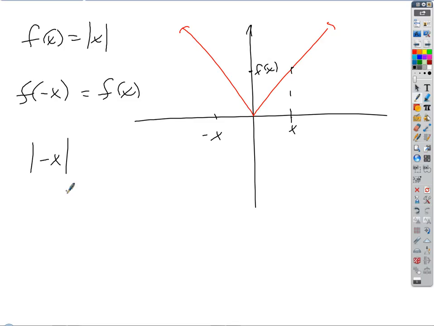How could I show that? Because once again, I've got a product of two numbers here, don't I? What are the two numbers that are being multiplied when I say negative x? Negative 1 and x, right? So I should be able to split this up into the absolute value of negative 1 times the absolute value of x, and the absolute value of negative 1 is 1, right? So the absolute value of negative x is the absolute value of x, right? So it's even symmetry, good.